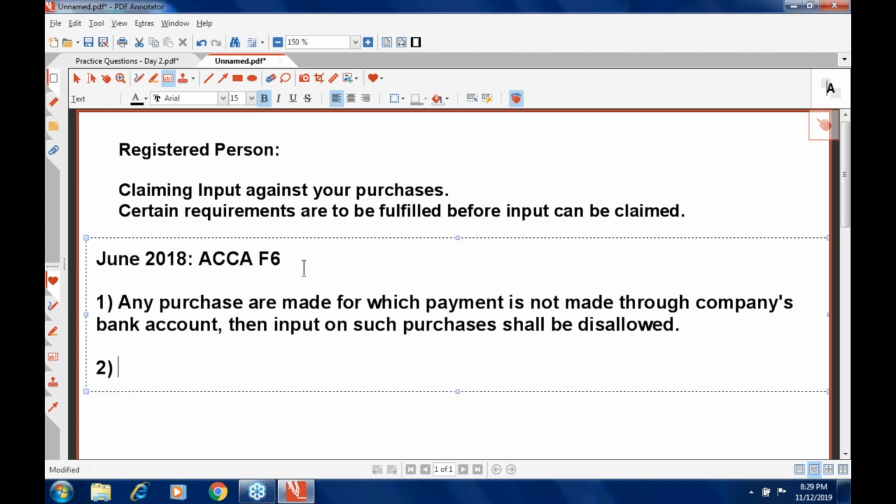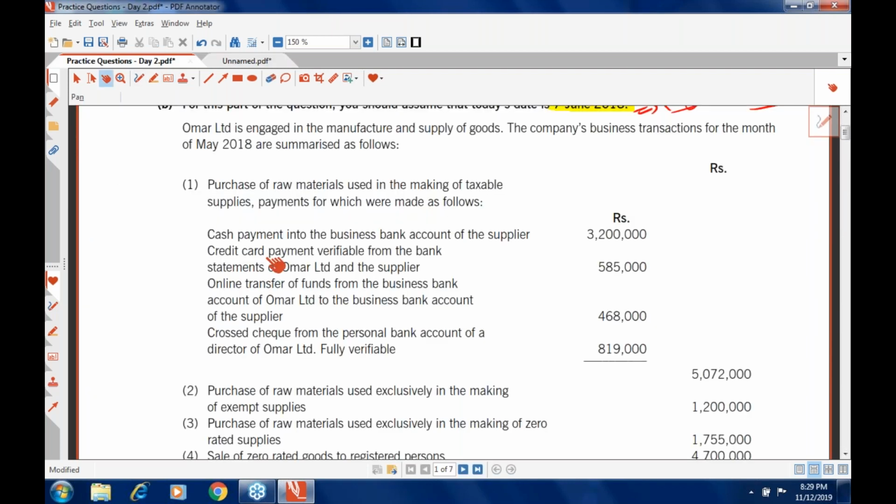Okay, the next situation is... so we are going to talk about this. Basically, what would happen is the input tax on this will not be allowed. Let's move forward. It says credit card payment verifiable from the bank statements of Omar Limited and the supplier.